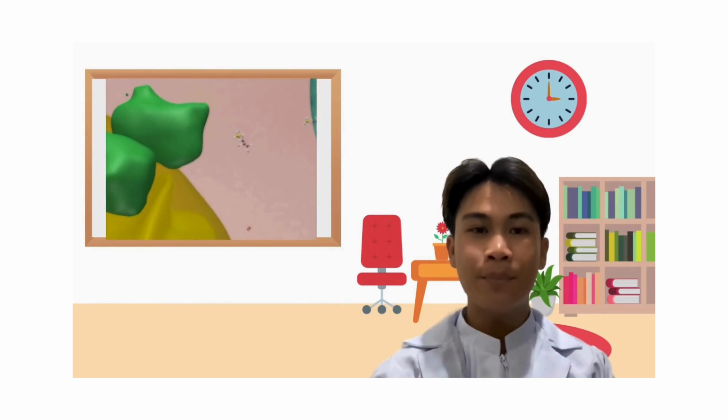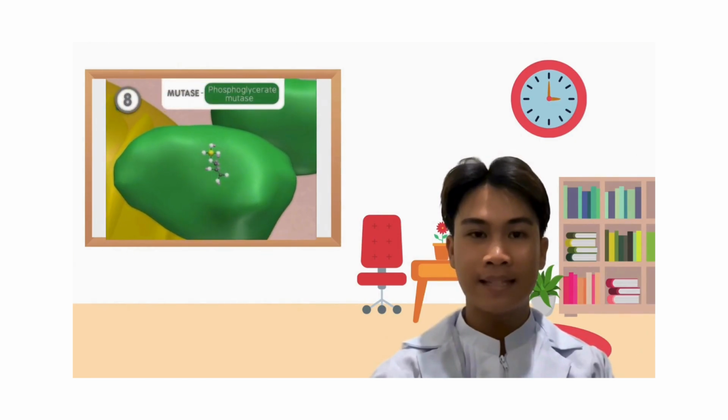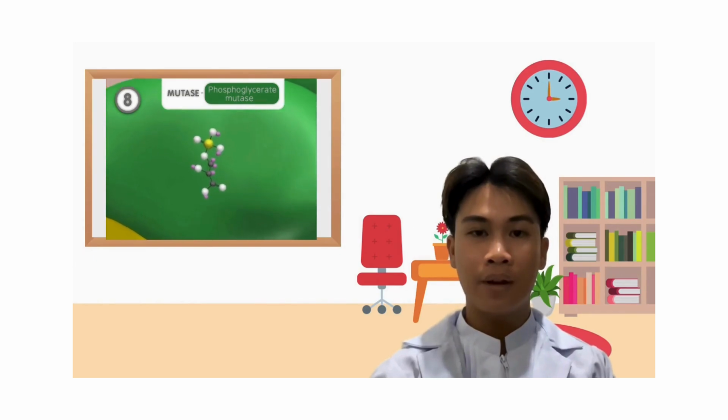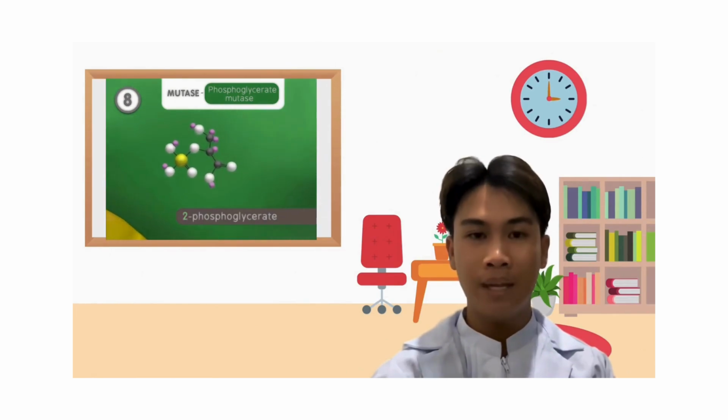Moving forward to step 8, phosphoglycerate mutase. Here, the enzyme phosphoglycerate mutase facilitates a molecular rearrangement by relocating the phosphate group from the third carbon of 3-phosphoglycerate to the second carbon, forming 2-phosphoglycerate. This is a preparatory step for the next energy-generating reaction in glycolysis, positioning the substrate for optimum energy release. Together, these steps illustrate how glycolysis effectively converts the energy stored in glucose into ATP, supporting various cellular processes.